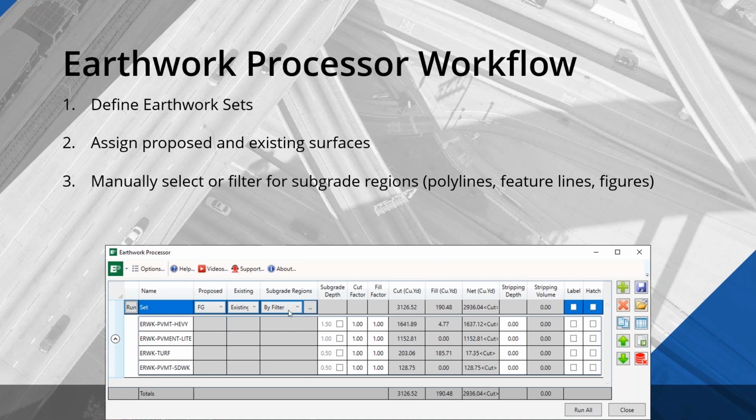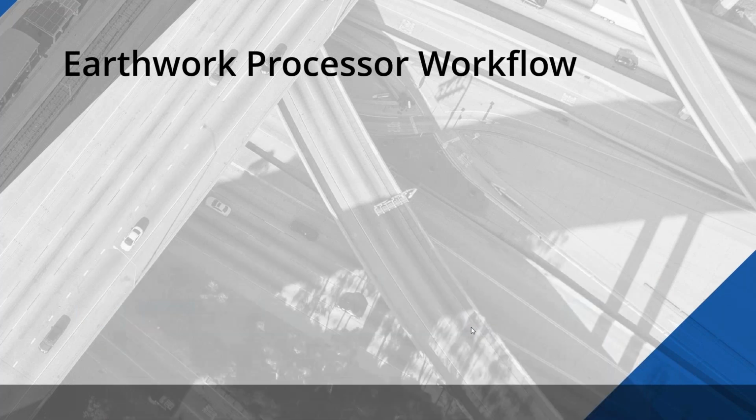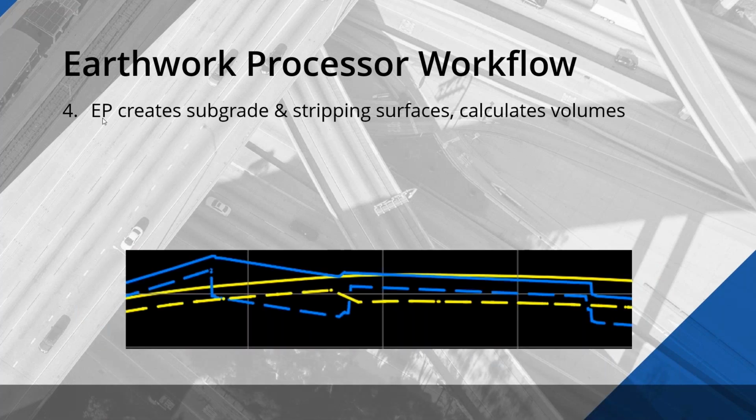So right here, I've got a filter that will pull in a variety of geometry that represents different areas across my site. We can then set the stripping depth for different regions. And then next, Earthwork Processor will create subgrade and stripping surfaces for us and calculate those volumes.